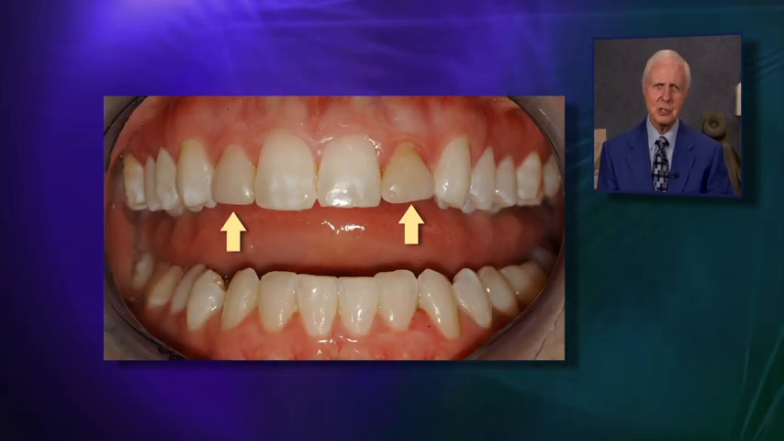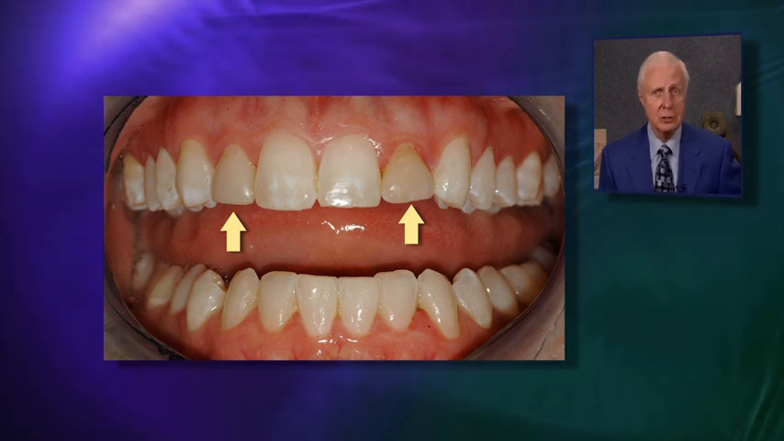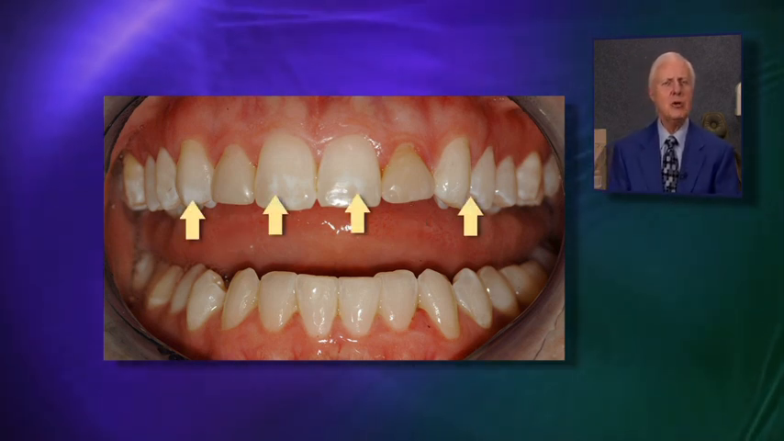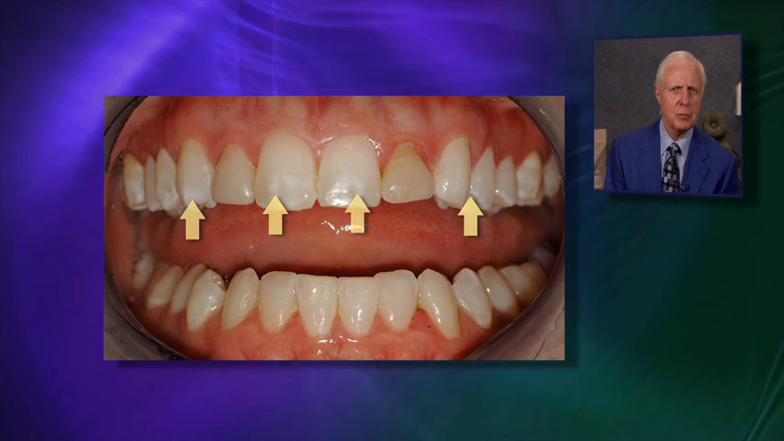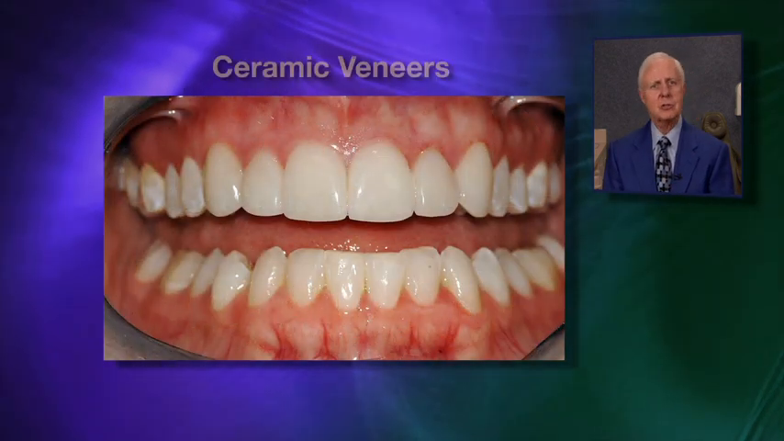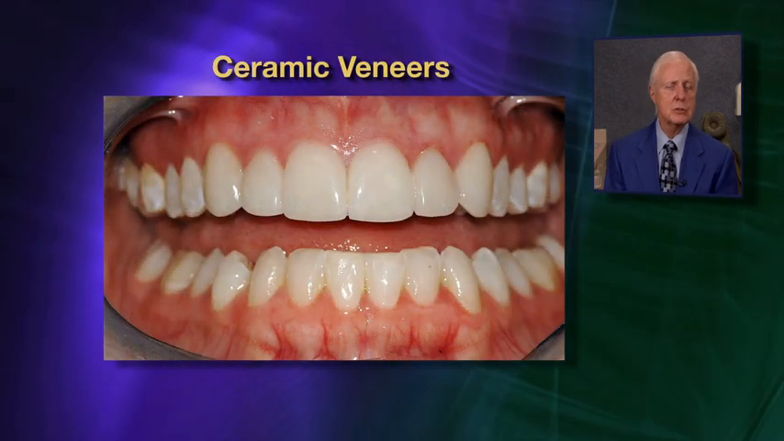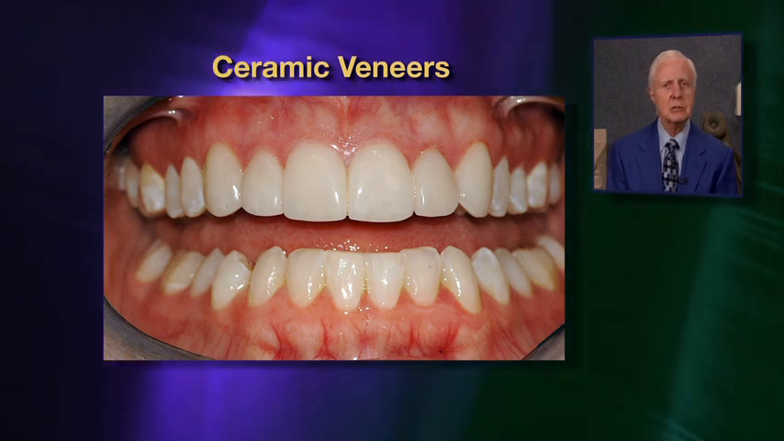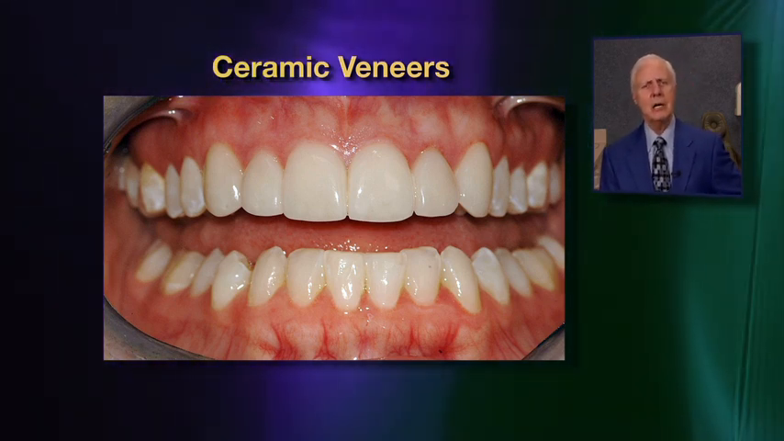As you can easily see, this patient had 2 discolored teeth and minute white spots on several of the upper front teeth. The defects were covered in 2 appointments by ceramic veneers at a moderate to slightly higher cost.